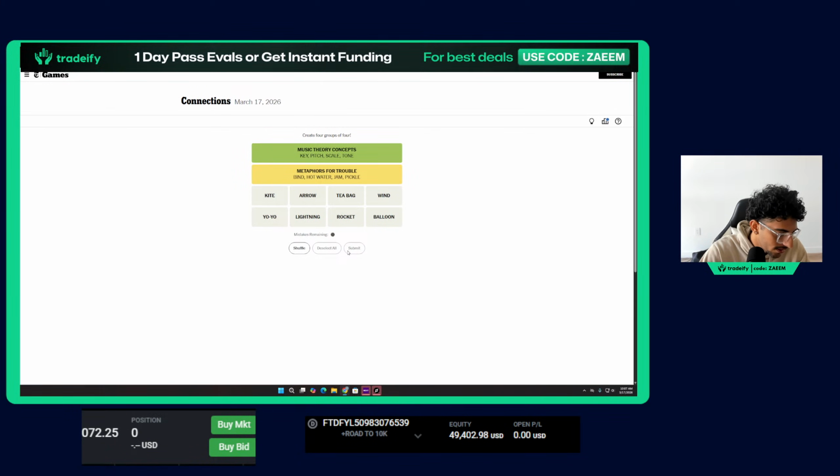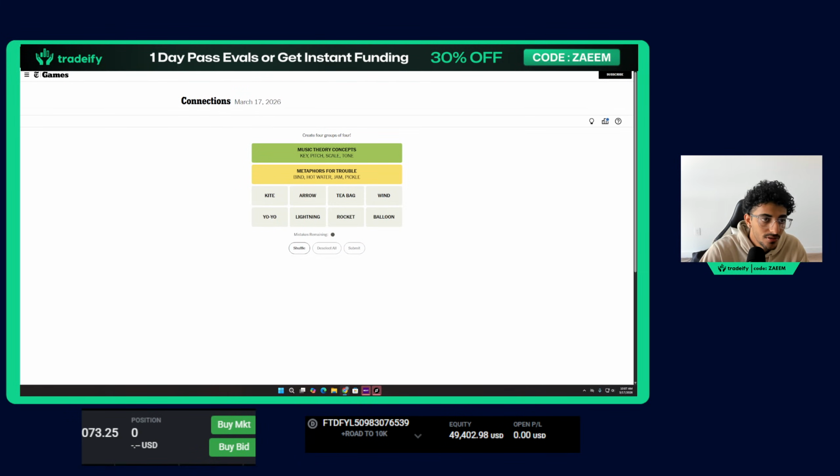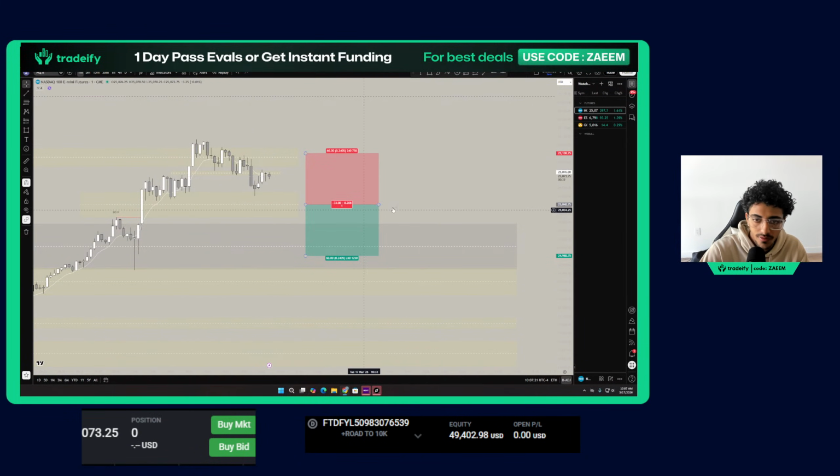Where did you put the entry in SL? My entry and SL are 60 points apart because from the gap, it's 60 points to the upside, 60 points to the downside, because I'm running a 1-to-1.